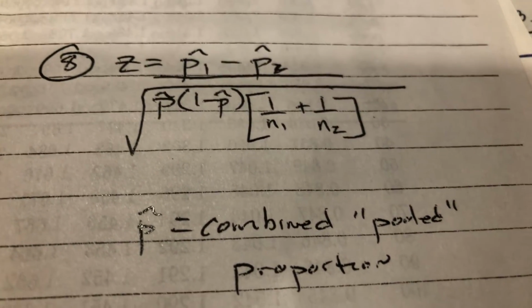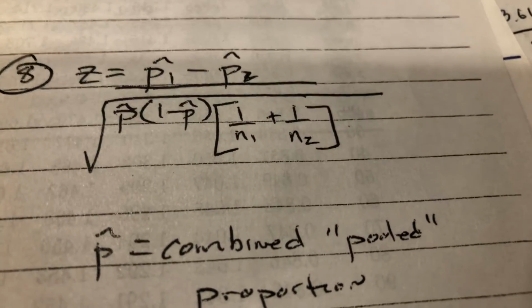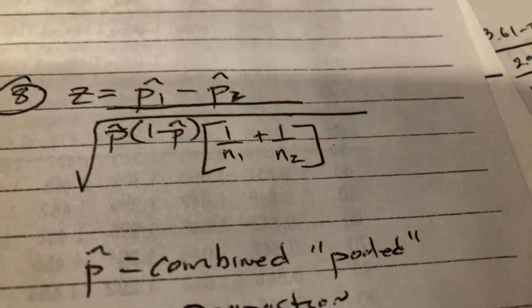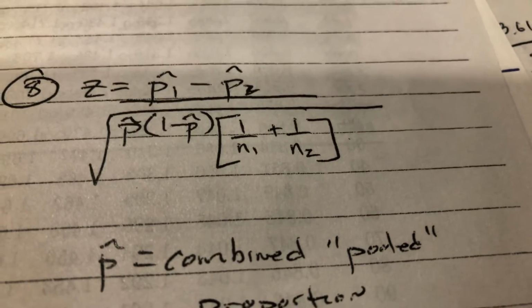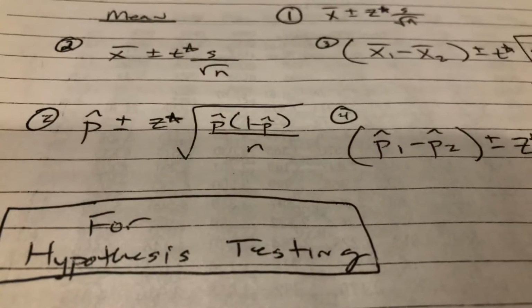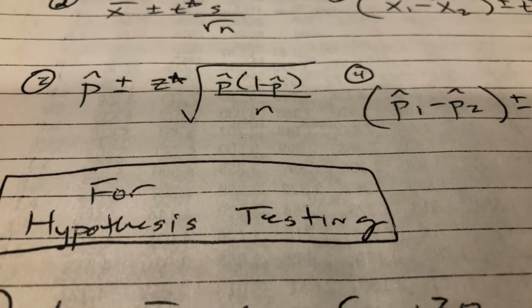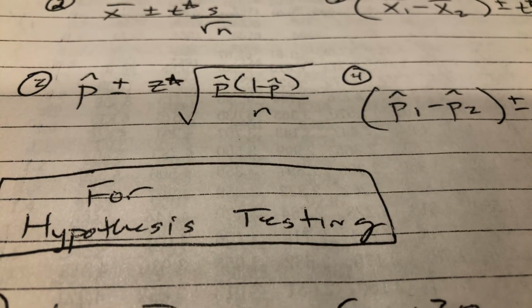P hat, just simply P hat is the combined pooled proportion. So if one was 37 over 100, the other was 41 over 100, the pooled proportion would be 78 over 200 or 0.390. Again, you guys can use your notes. You can use past quizzes, past homework, whatnot. Anyway, that's how it's going to go.